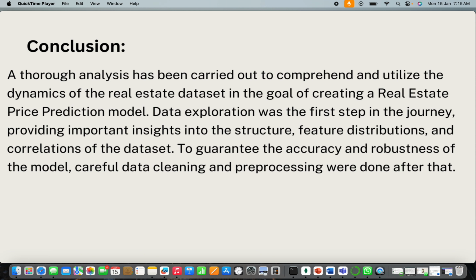So let's have a look at the conclusion. A thorough analysis has been carried out to comprehend and utilize the dynamics of the real estate dataset with the goal of creating a real estate price prediction model. Data exploration was the first step in the journey, providing important insight into the structure, feature distribution, and correlation of the dataset. To guarantee the accuracy and robustness of the model, careful data cleaning and pre-processing were done after that.